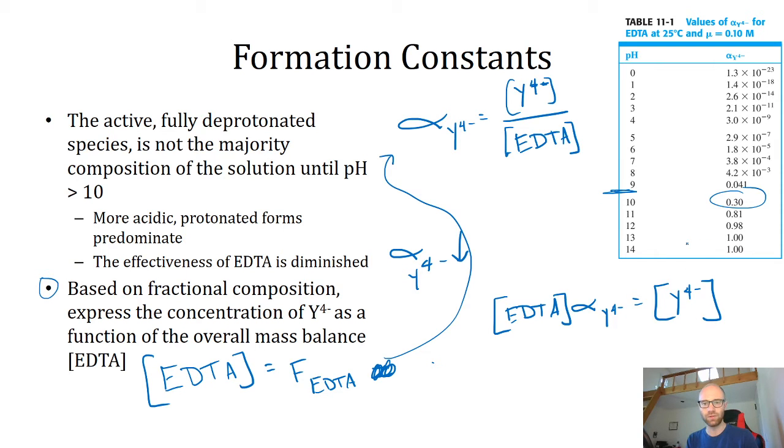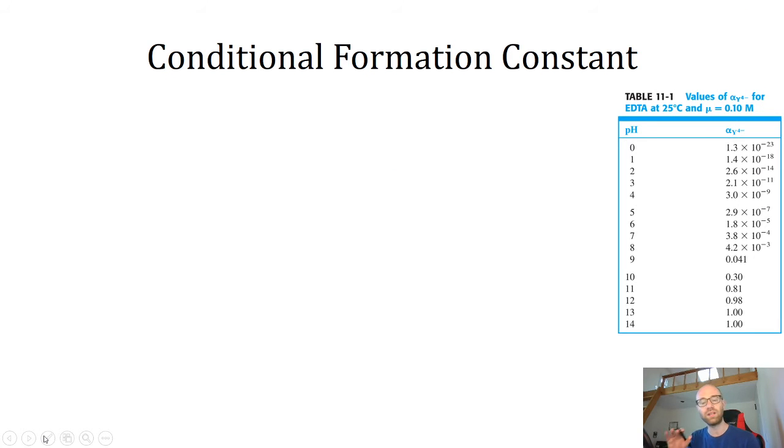If you had a 1 molar EDTA solution, a 1 formal solution, at a pH of 10, you'd know that it's 0.3 molar Y4 minus, because if you solve all of those alpha equations with all those Ks, that's what you get. In another way of speaking, for a 1 molar solution at a pH of 10, your EDTA is only 30% effective. That is the actual value of this, because we can fold that into our formation constant.